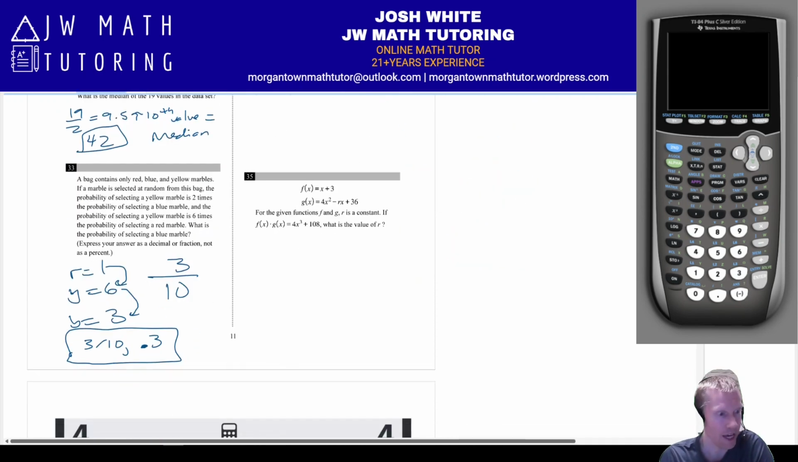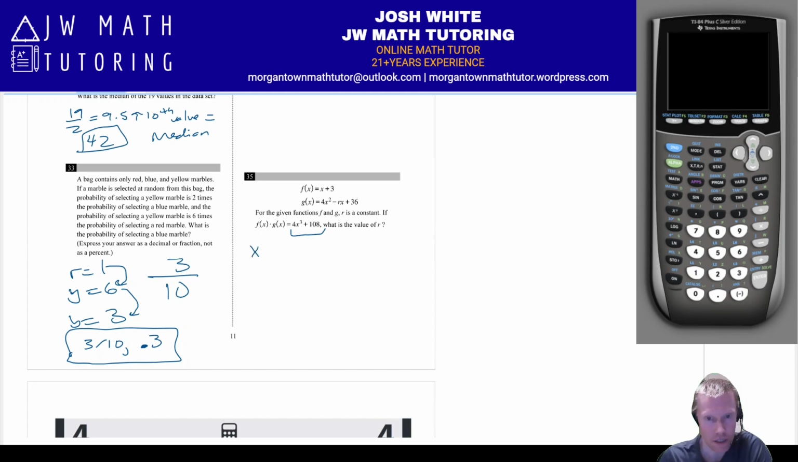Now below that we have number 35. So here, notice that what they're asking for is f of x times g of x. This is not a composition of functions. This is just a straight product, basically just multiplying the 2 functions together. Okay? And so they have f of x, you have g of x, which has an r in it. That's a number. Constant just means it's a number. And they say, okay, if you multiply these 2 together, you get 4x cubed plus 108. What does r have to be for that to happen?